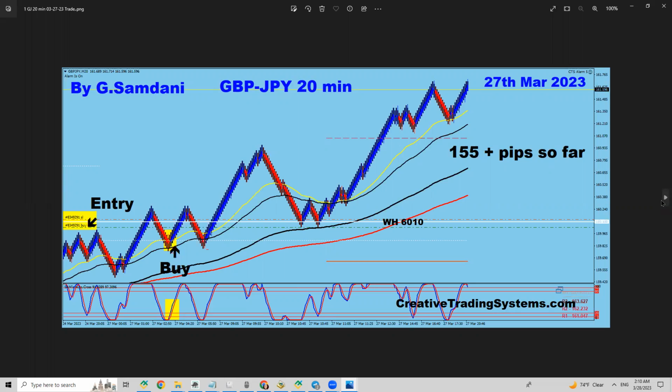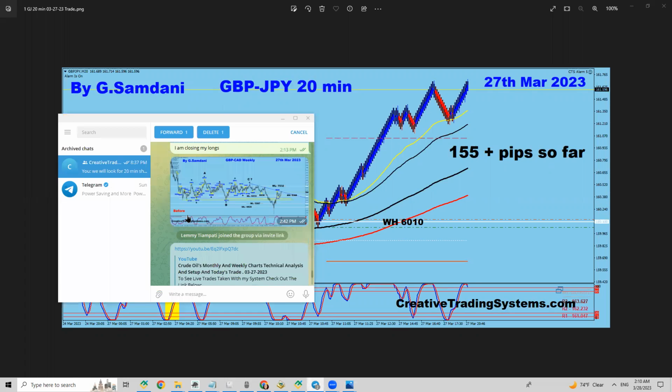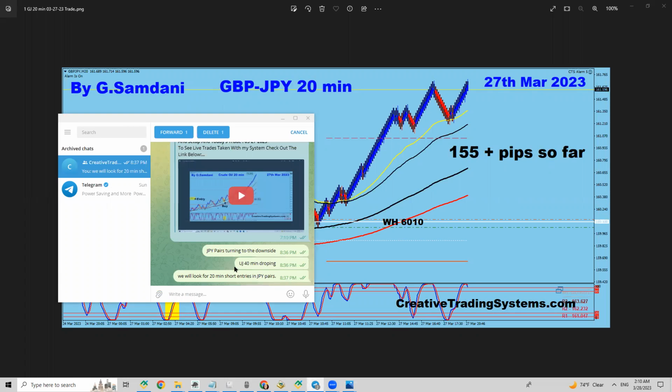and get my help, email support, Telegram. You will be a part of my Telegram, and I put a lot of setups and heads-up on what's happening. See here today, we are getting ready now to go short again. Yen pairs are going downside, USD/JPY is dropping, and we will look for 20-minute short entries in yen pairs.